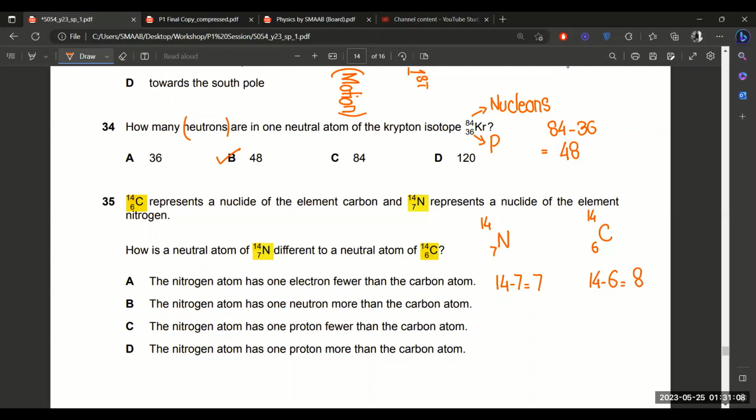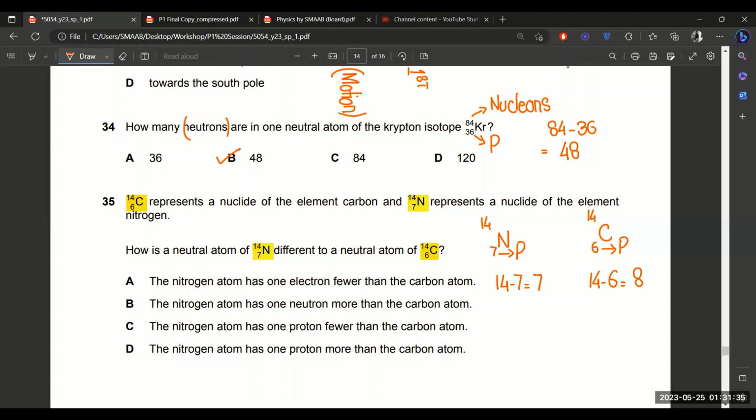So it means that basically there are 6 protons in carbon and 7 protons in nitrogen. And in the options, we have different options related to electron, proton and neutron. So we also need to check the number of electrons. We know that the number of electrons and protons are the same in each element.